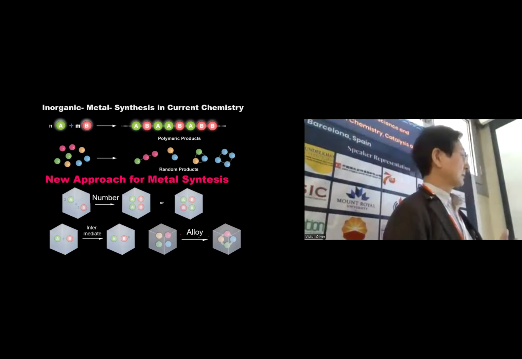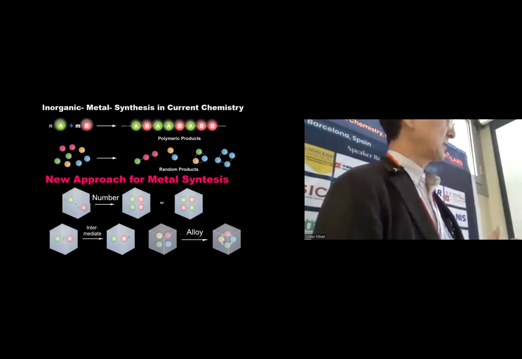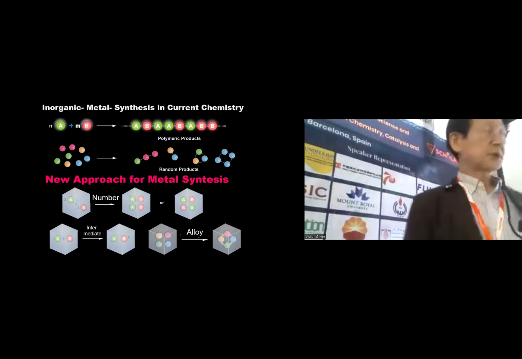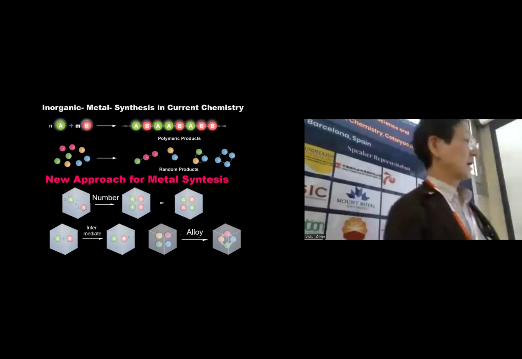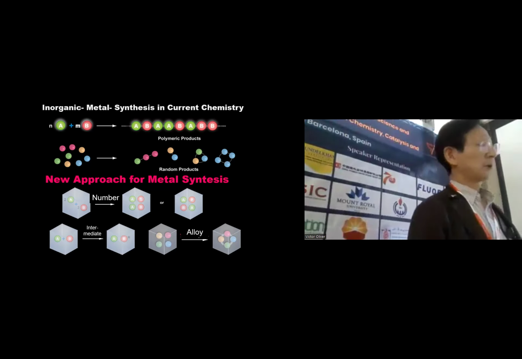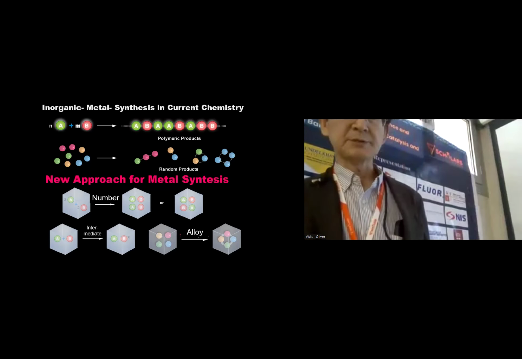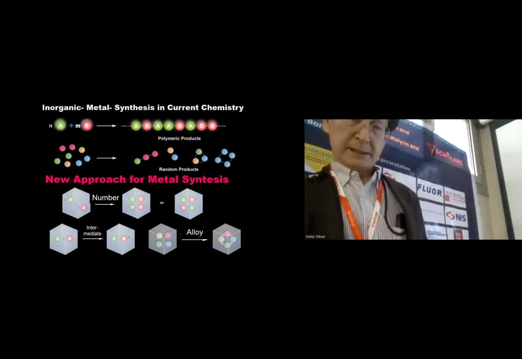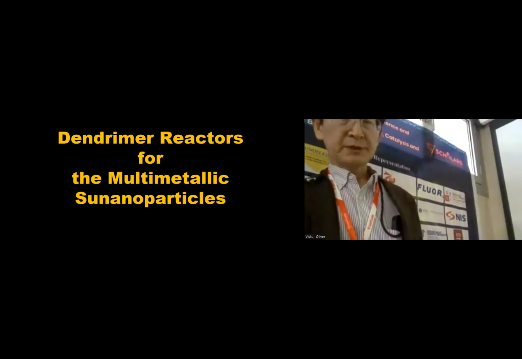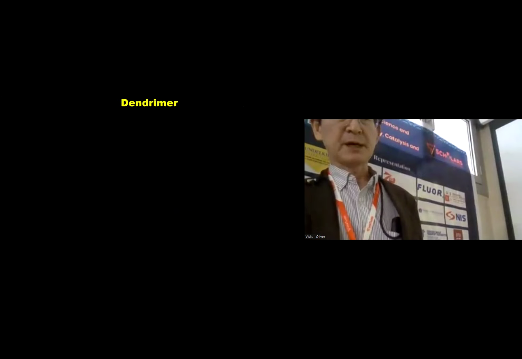After assembling the metal salts precisely in the molecular reactor, reduction or oxidation is carried out. So we can obtain the sub-nano-size metal particles selectively. So the molecular reactor is important for the formation of finely controlled sub-nano-size metal particles. So I move on to the dendrimer reactors for the multimetallic particles.